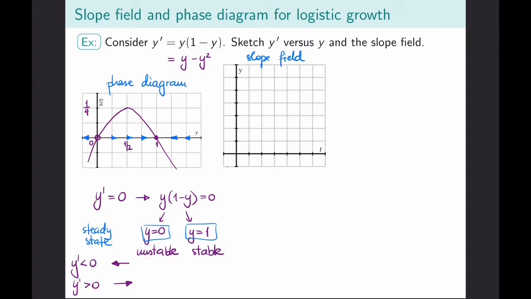The phase diagram is really useful for determining the stability of steady states, but it does not give me an idea of the shape of the solution. This is what the slope field is good for. Again, it is time consuming to do by hand, and you might be able to find various graphing calculators that will construct slope fields for you from scratch, but we're going to do it by hand a couple of times just to get the hang of it.